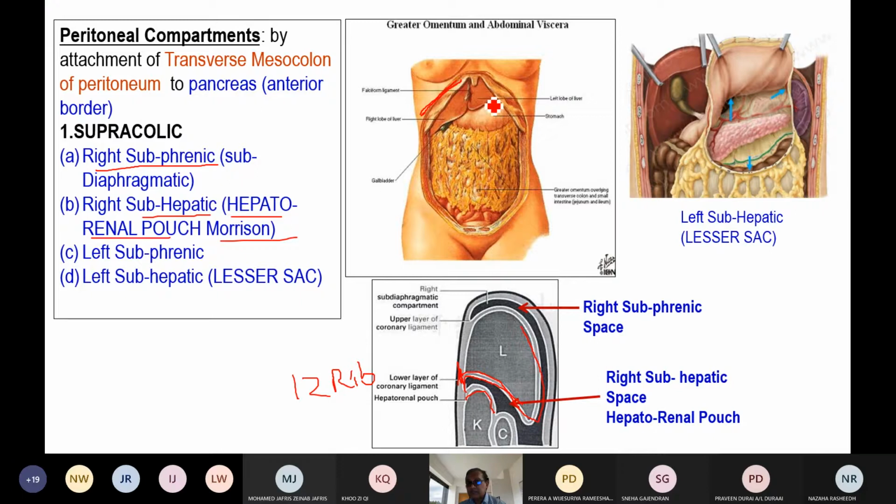What about the left side? On the left side, between the liver and stomach, there is no gap. So on the left side, we are not calling it truly subhepatic. We are calling it beneath the stomach. So on the left side, it is the lesser sac, the area which is beneath the stomach. So you can see beneath the stomach, very secluded lesser sac, left subhepatic space, pancreas.